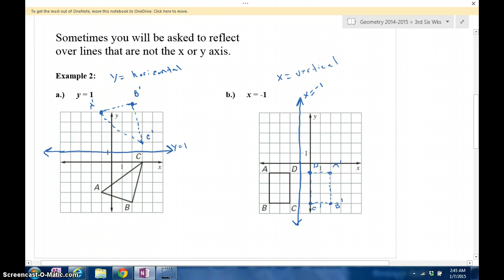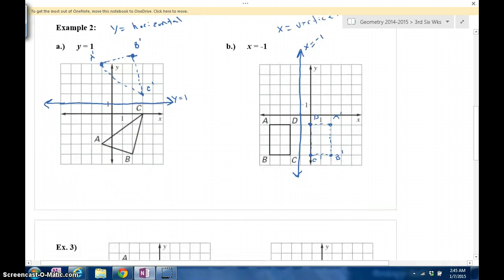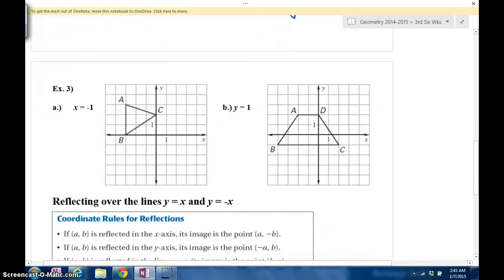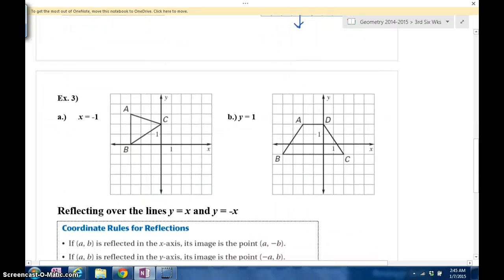Okay, so now we're going to go on to the next example. Example 3. So here we have x equals -1, again x equals a number is a vertical line at -1 right here. So same thing, even though the line of reflection goes through the shape, you can still do your reflection. Just remember, equal distance, the opposite direction.